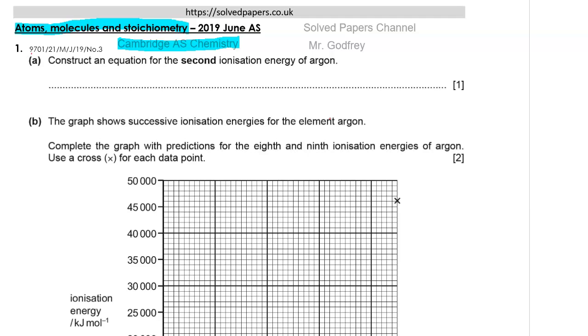Question number 1. Construct an equation for the second ionization energy of argon. The equation for first ionization energy of argon is this one. Argon loses one electron and becomes a positively charged ion, and therefore the equation for the second ionization energy of argon will be this one right here, giving Ar 2+ and an electron.